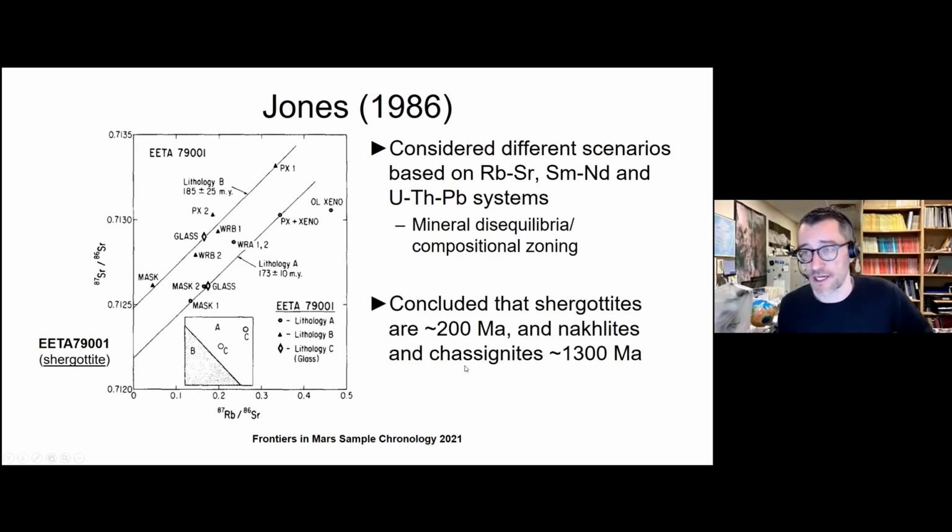Meanwhile, the nakhlites and Chassigny at the time had ages determined on them of about 1300 million years, and they're lower shocked as well. And so that age was fairly consistent. And he argued that basically these relatively younger ages are indeed consistent with coming from a planet such as Mars, where you have enough internal heating to continue up until relatively recently.